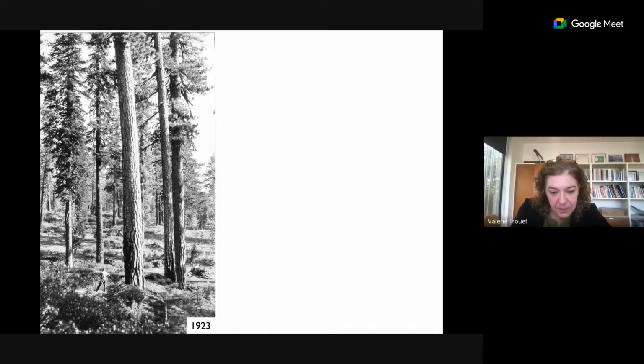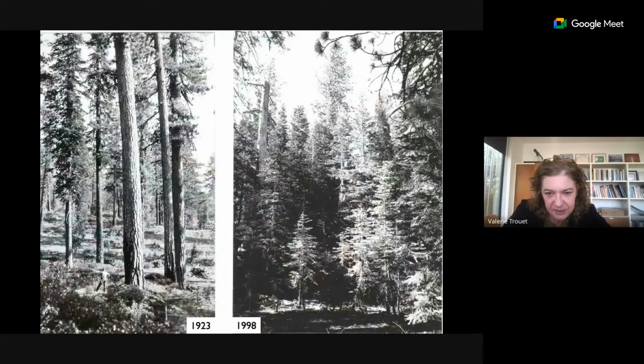Alan, my colleague, went back to that same spot 75 years later, in 1998. Mind you, this is already almost 30 years ago, right? And this is what that forest looks like now after 75 years of fire suppression. All of that underbrush, all of the saplings and seedlings, instead of being burned off every 10 years, had 75 years to grow into bigger trees. So you lose that park-like, two-story structure.